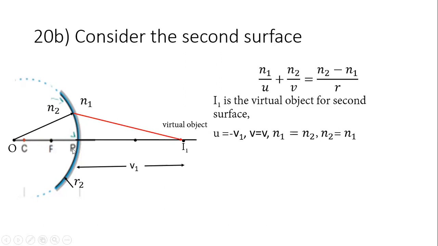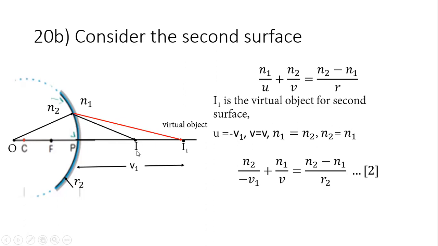So our U is normal, this one. Right? This is our U. It's virtual, so it's negative. Then our V will be here. Right? That's the final image there. V. And then N1 becomes N2. Then this is N2. N2 becomes N1. Okay. So that's your final image.